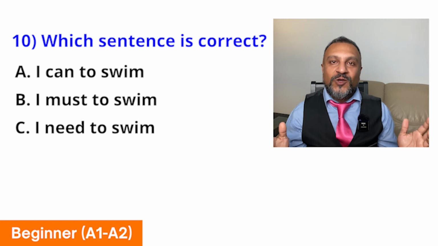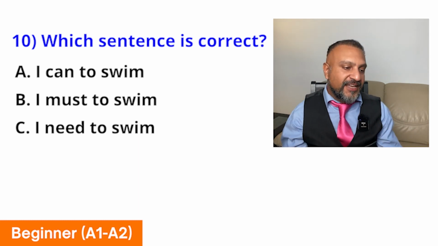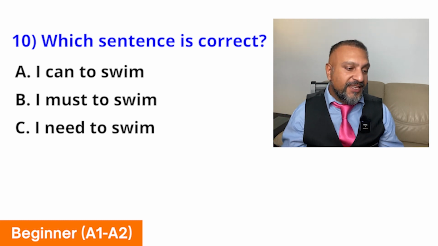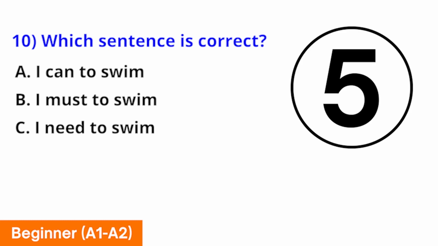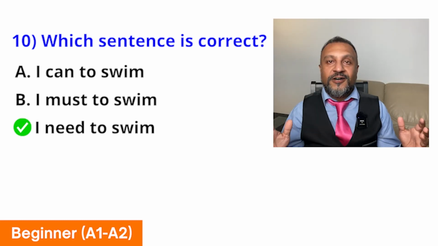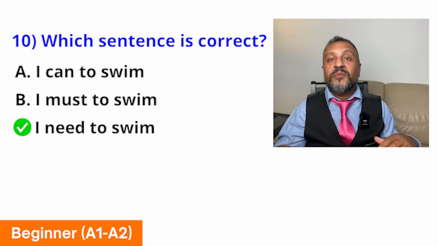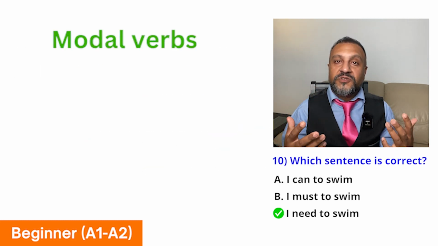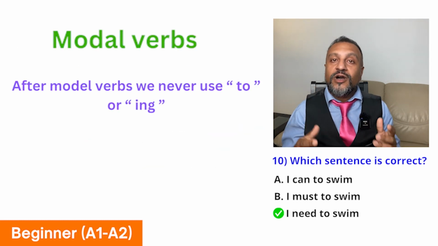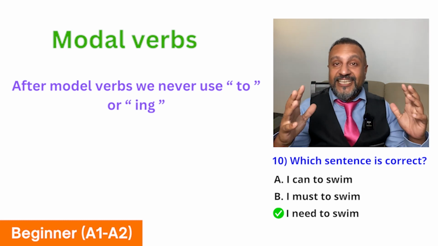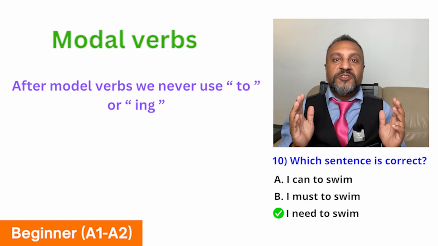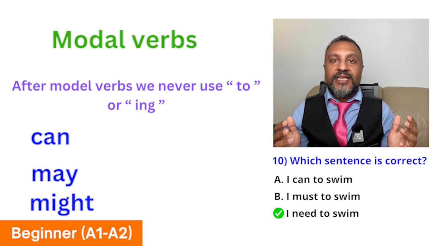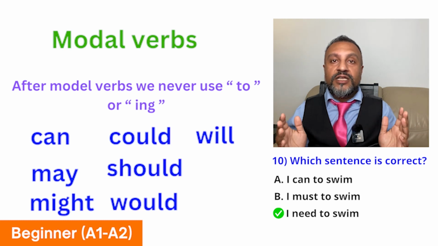Question 10. Which sentence is correct? I can to swim. I must to swim. I need to swim. The answer is, I need to swim. But why? After modal verbs, we never use to or ing. So the answer is C, because need is not a modal verb. The most common modal verbs are can, may, might, could, should, will, or must.